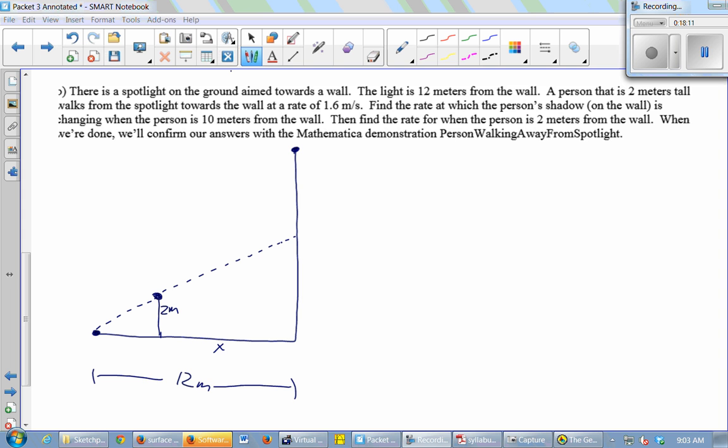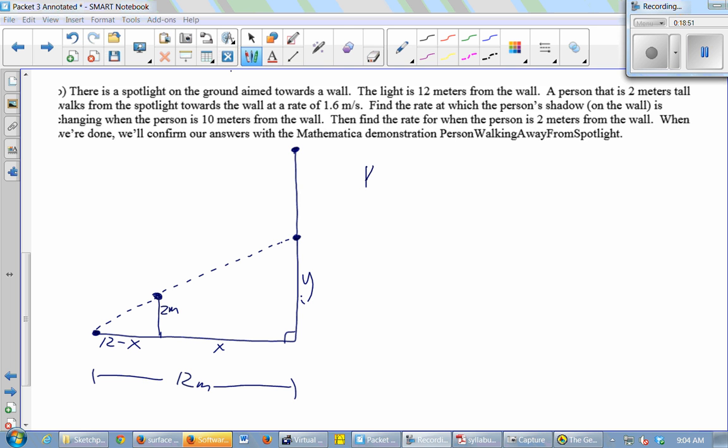All right, so if that distance is x, what is this distance from the light to the person? 12 minus x. All right, and then this is the height of the shadow where this beam of light hits the wall. So we can call that y, assuming that the wall is built perpendicular to the floor. So we have a right triangle. All right, so that's good. We have a picture. We've got some variables in it.